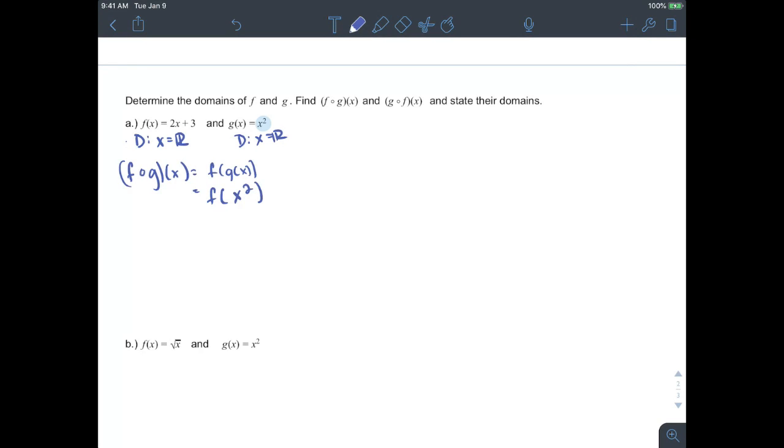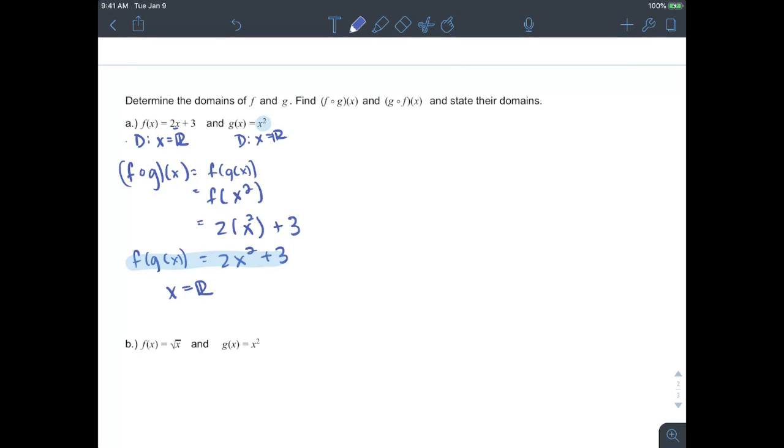And now in f, I'm going to insert x squared in for x. So anywhere there's an x, 2 times x plus 3, but instead of an x, I'm going to use x squared. So the function f of g of x is equal to 2x squared plus 3. And for the domain, I have to look at my domains. There were no domain restrictions at all in either function. So in the end, this parabola, x can equal all real numbers as well.